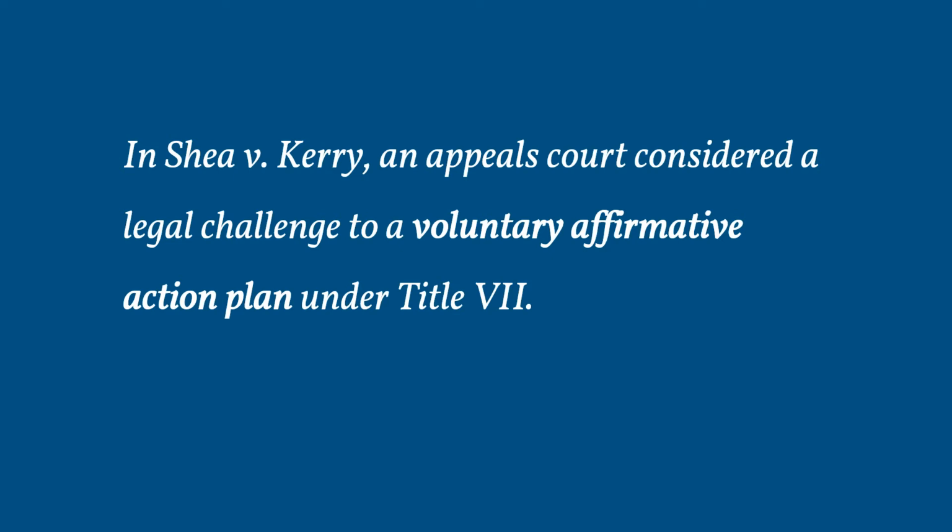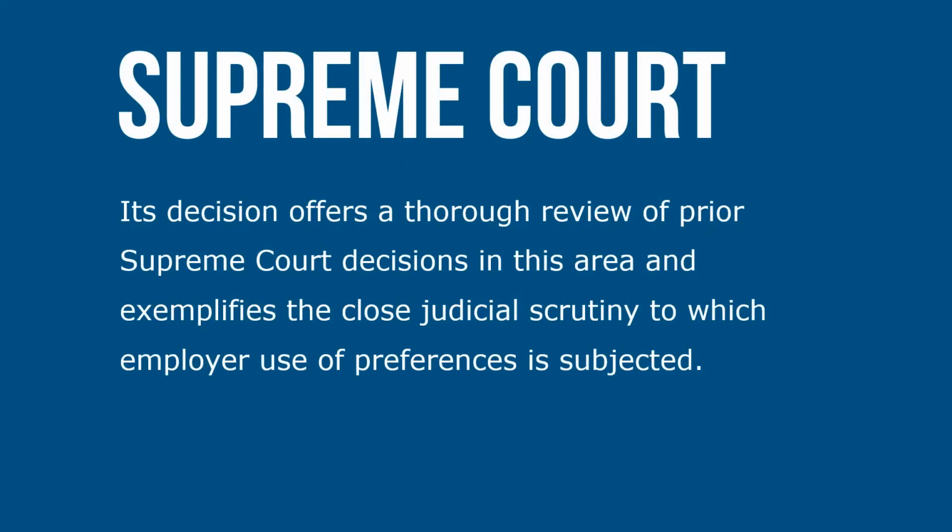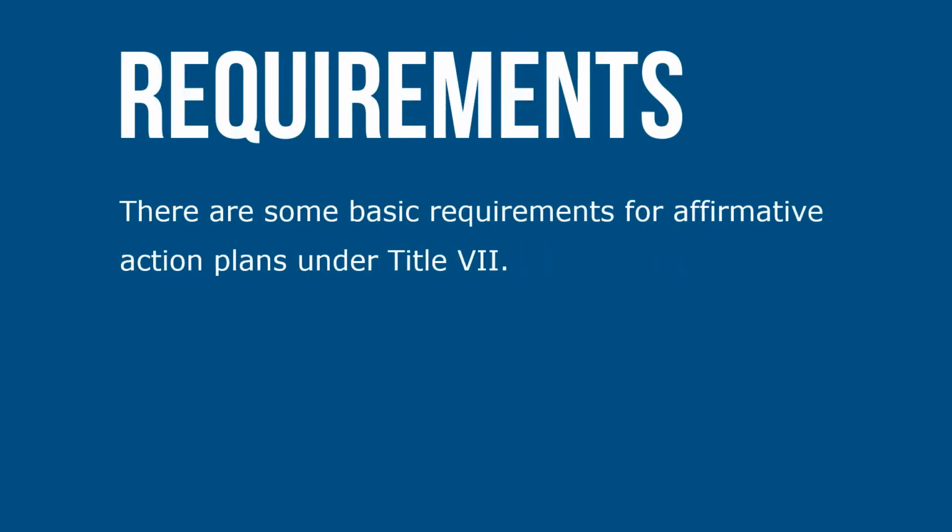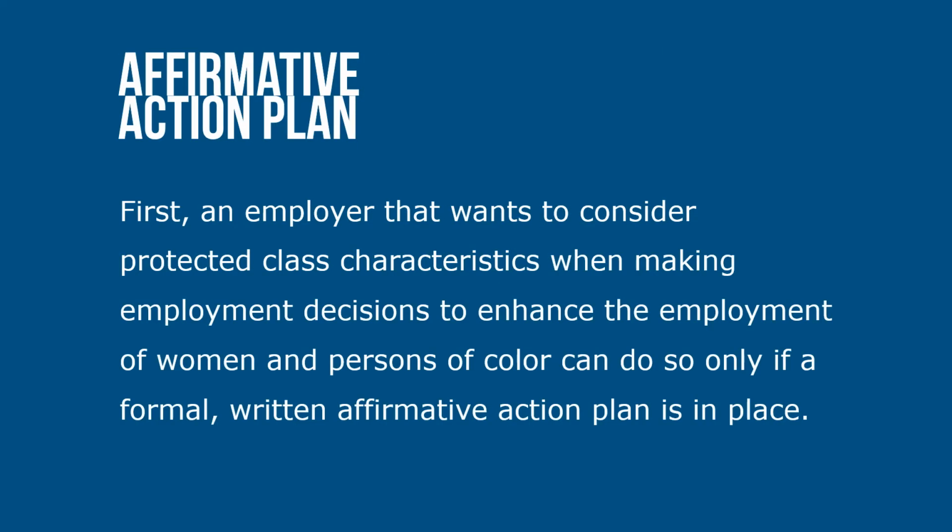In Shea versus Carey, an appeals court considered a legal challenge to a voluntary affirmative action plan under Title VII. Its decision offers a thorough review of prior Supreme Court decisions in this area and exemplifies the close judicial scrutiny to which employer use of preferences is subjected. These are some of the basic requirements for affirmative action plans under Title VII. First, an employer that wants to consider protected class characteristics when making employment decisions to enhance the employment of women and persons of color can do so only if a formal, written affirmative action plan is in place.